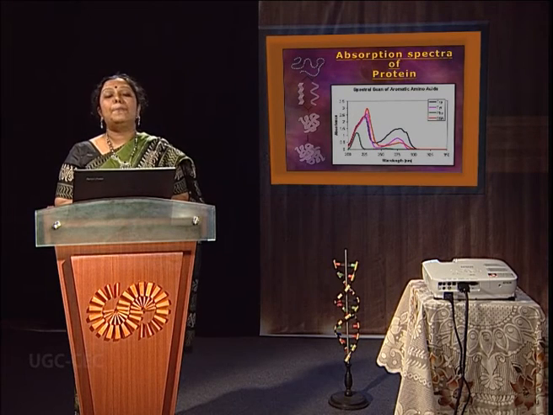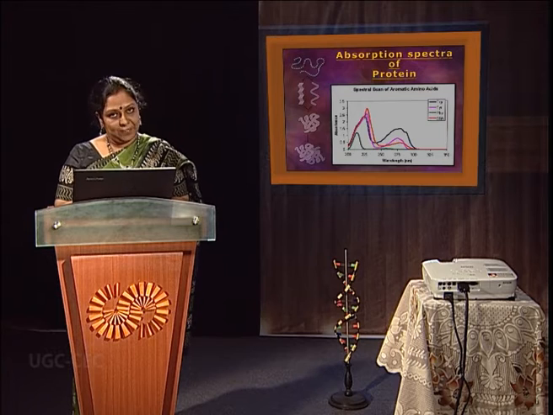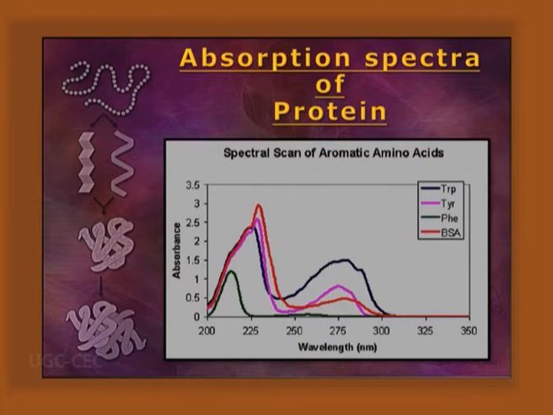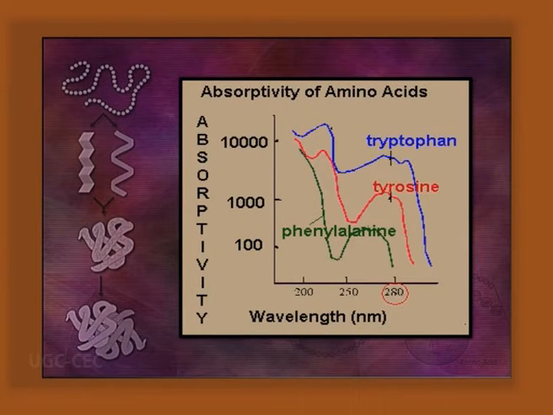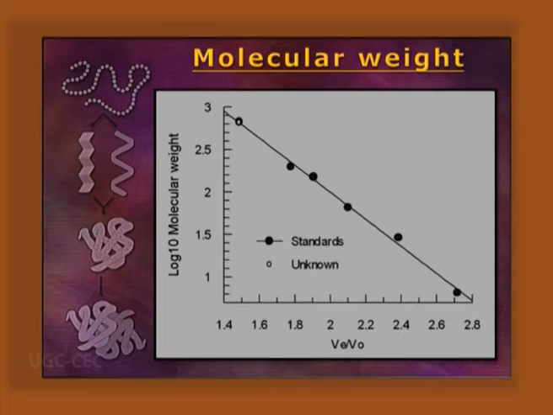Absorption spectra. The protein has absorption at 280 nanometer, due to phenylalanine, tyrosine and tryptophan residues. Tryptophan residue absorbs at 280 nanometer, having a 3400 per molar per centimeter molar absorption coefficient, and tyrosine has absorption at 280 nanometer, having a 1400 per molar per centimeter molar extinction coefficient. Molecular weight. The molecular weight of the protein is determined by gel exclusion chromatography. Here you can follow how the log of molecular weight is calculated according to the volume of the elution buffer.